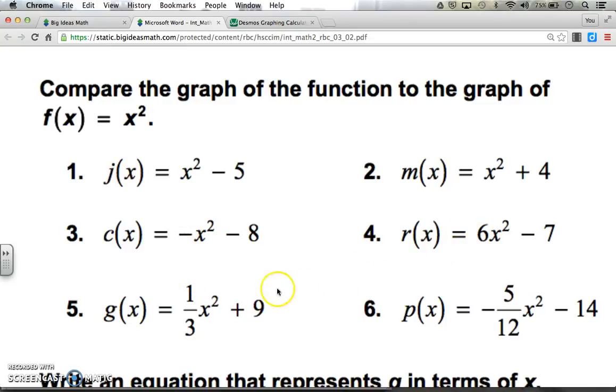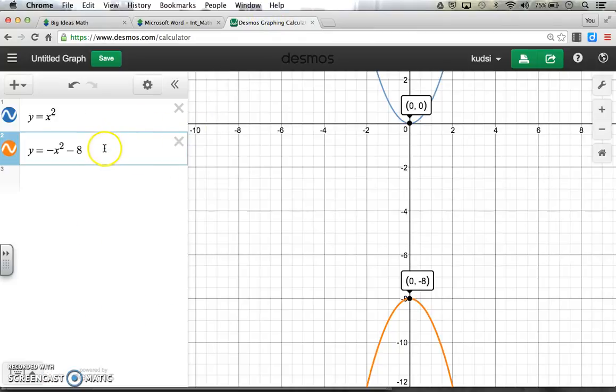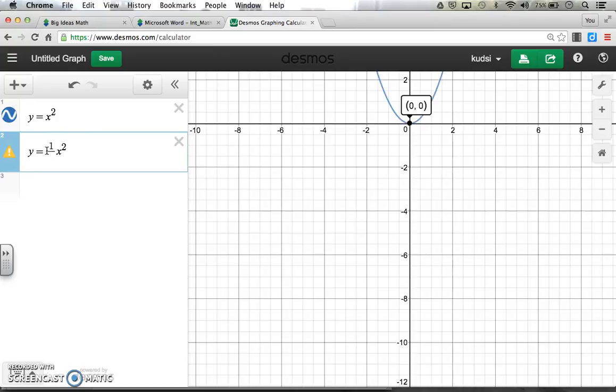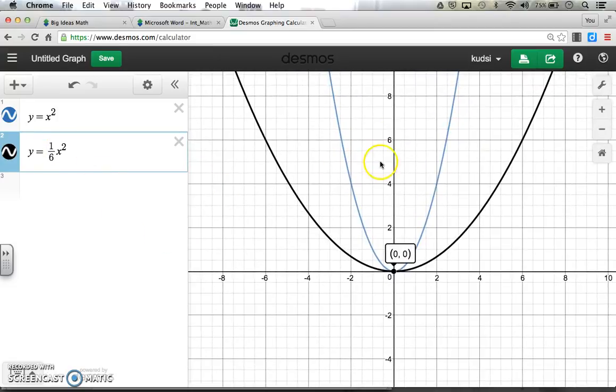When we have a 6 or a 1/3, let's take a look at that. Let's play around with the general one. Original function again, paste it in there, but let's do 1 divided by 6, and drag this down again. The blue one is the original. With 1/6, it increased at 1/6 the speed.